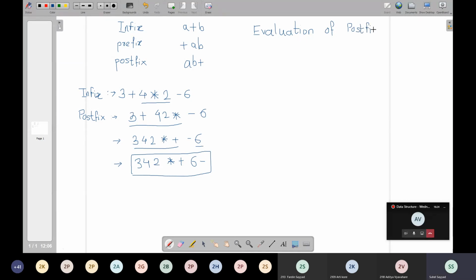Evaluation of postfix expression. So in this particular problem, you will be given as an input a particular postfix expression.